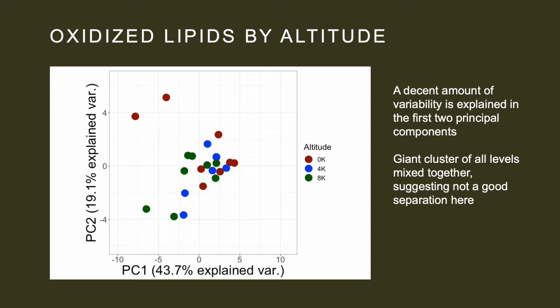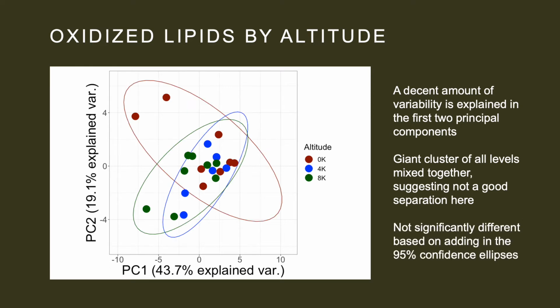So moving forward, I added on the ellipses here, so again we can confirm that we're not seeing much difference or any difference between the three groups. These are the 95% confidence ellipses, and as we can see, they're all three overlapping quite a bit, so it's pretty confident here to say that there's not a difference between the three levels.